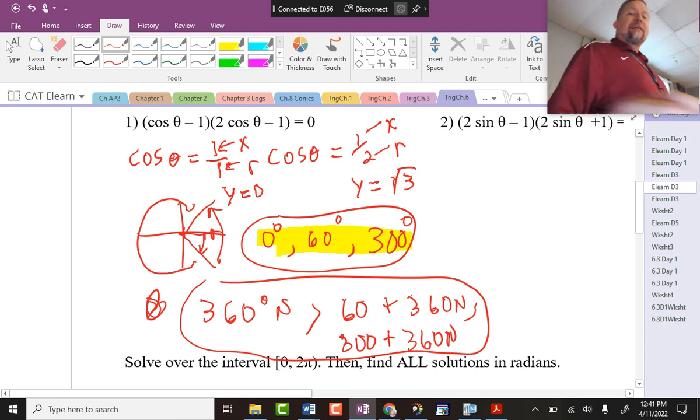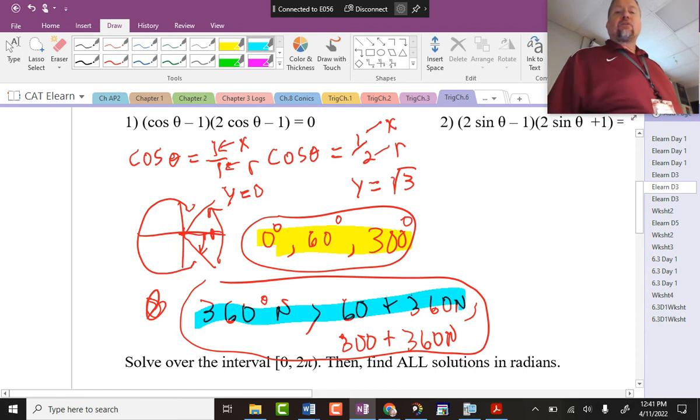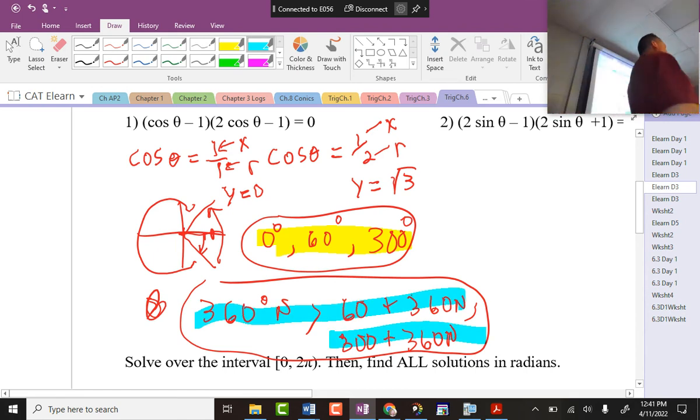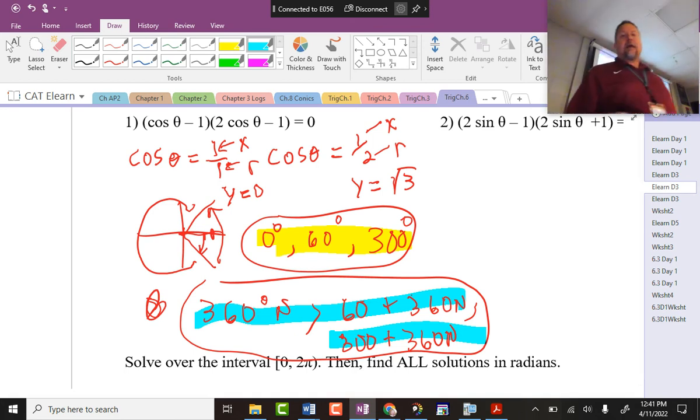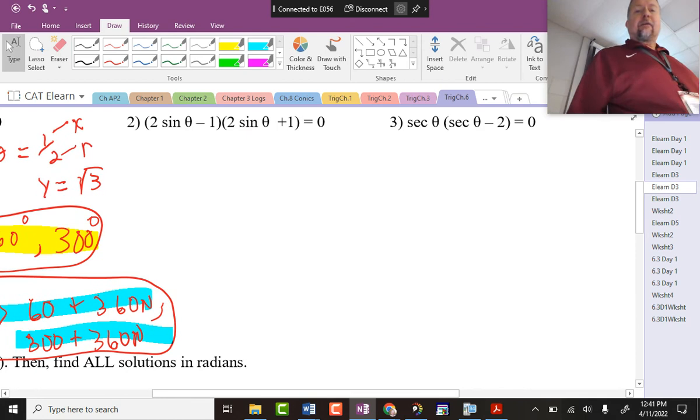You just tack a 360n on to each one of these to name all the angles that would equal this within the magical coordinate plane that we have there.